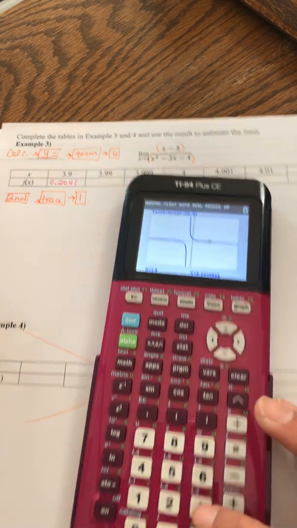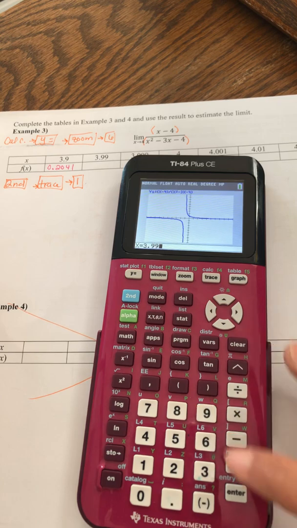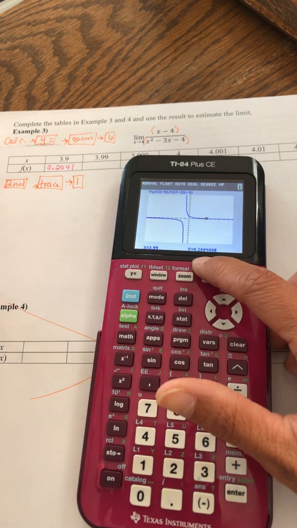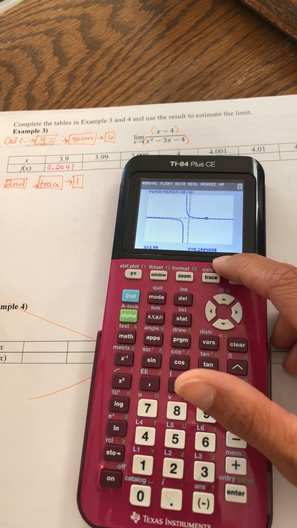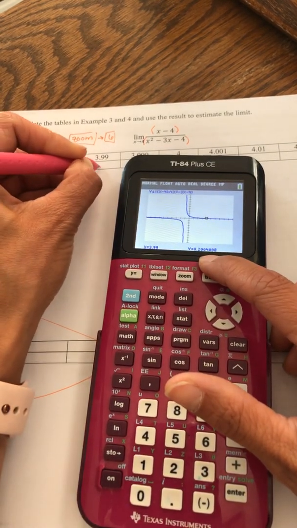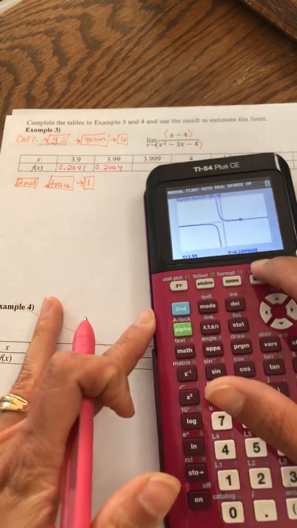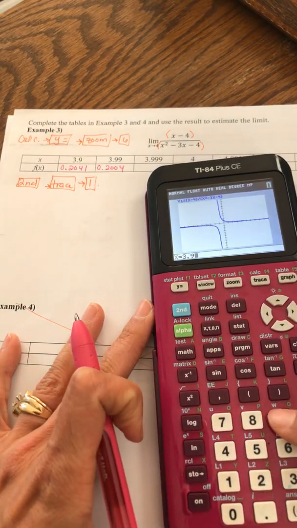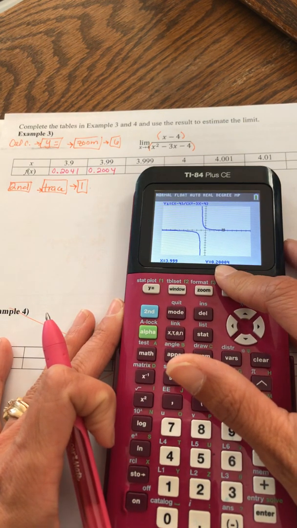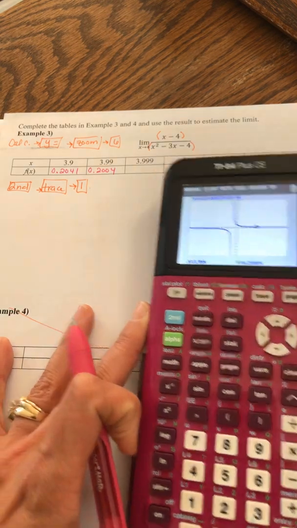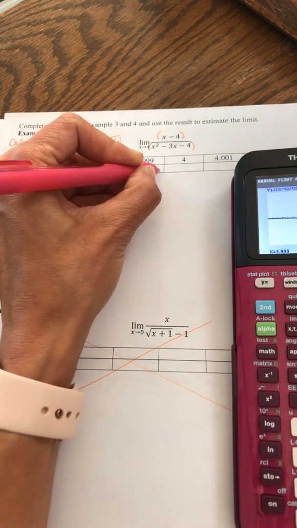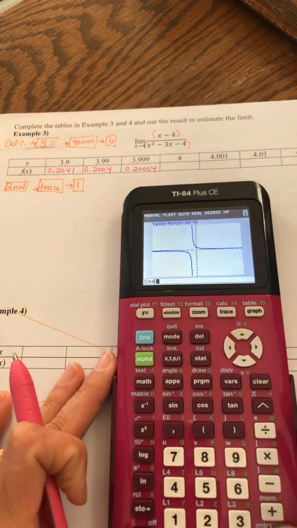And then I'm gonna start typing in again, 3.99. Since I'm already in that function mode, it's gonna let me keep calculating different values. Hit enter and I get 0.2004008. So I'm just gonna put 0.2004. Okay, and then 3.999. And I get 0.20004, with 3 zeros this time.